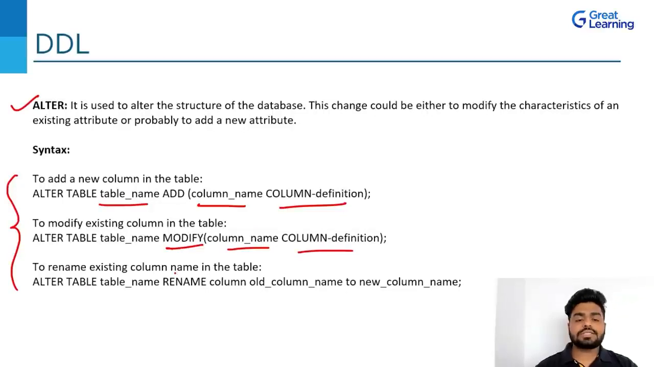To rename an existing column name in the table, let's say that my column name is age and I want to permanently change it to years old, not an alias. Do not get confused. Alias is a temporary name change. This which you are doing is renaming. That means permanently changing the name. So rename column old column name to new column name.